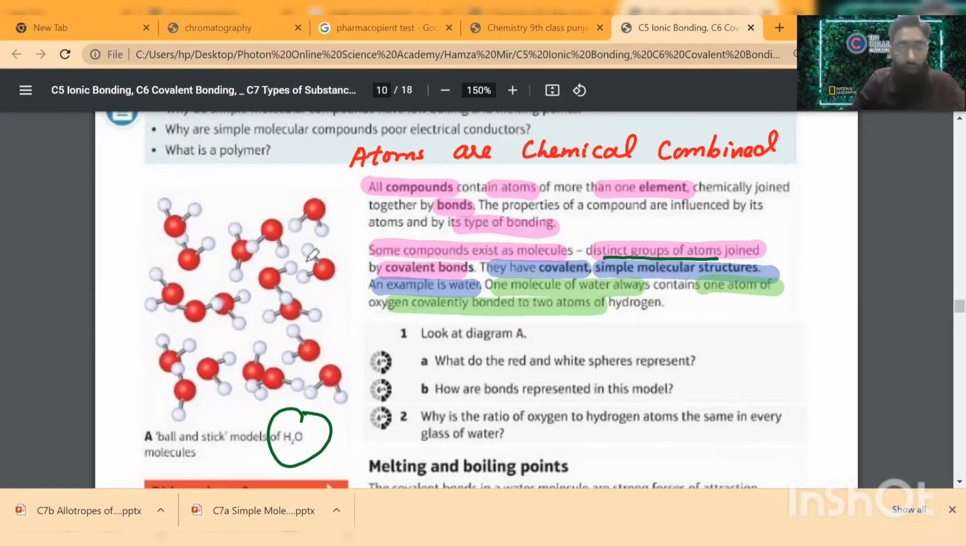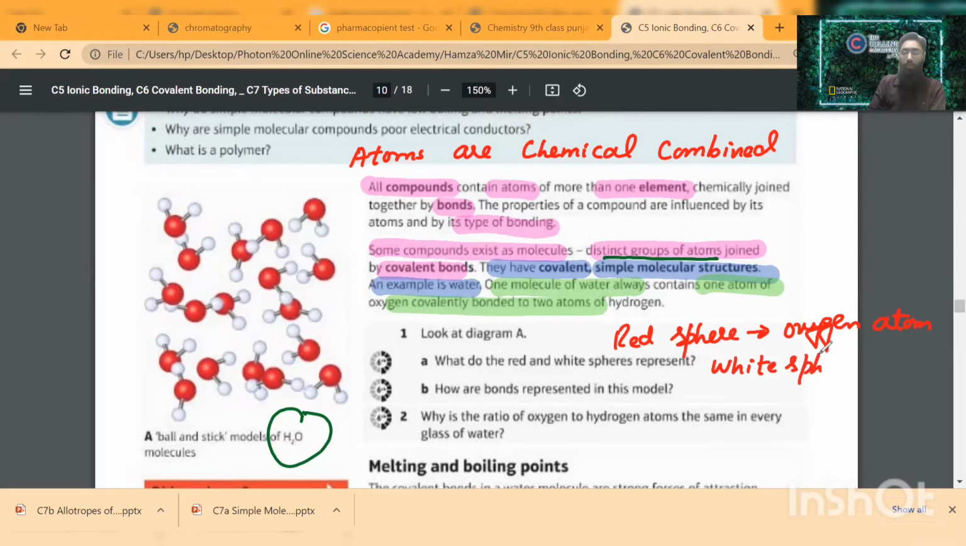Look at the diagram. What do the red and white spheres represent? This red sphere represents an oxygen atom, and what are these two white spheres representing? These two white spheres are representing hydrogen atoms, two hydrogen atoms.